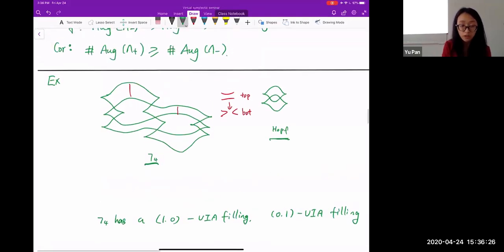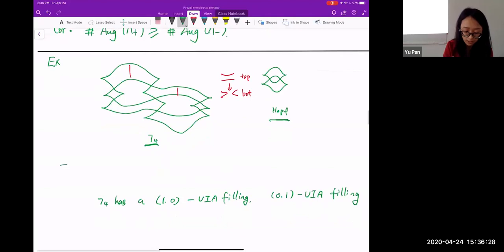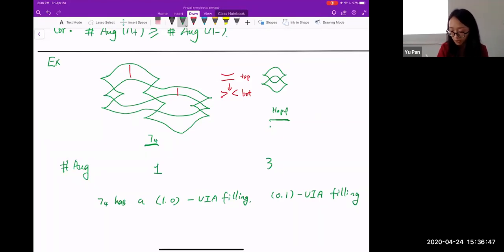And by our corollary, we just want to test the number of augmentations. We chose the example well enough that it has a super small number of augmentations. There is 1 of them, and Hopf has 3. So there is no cobordism from Hopf to 7-4, and thus no 0-1 immersed filling.